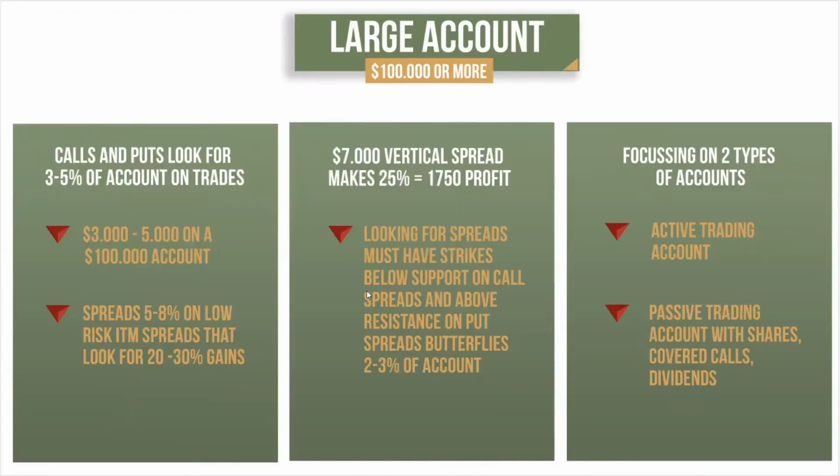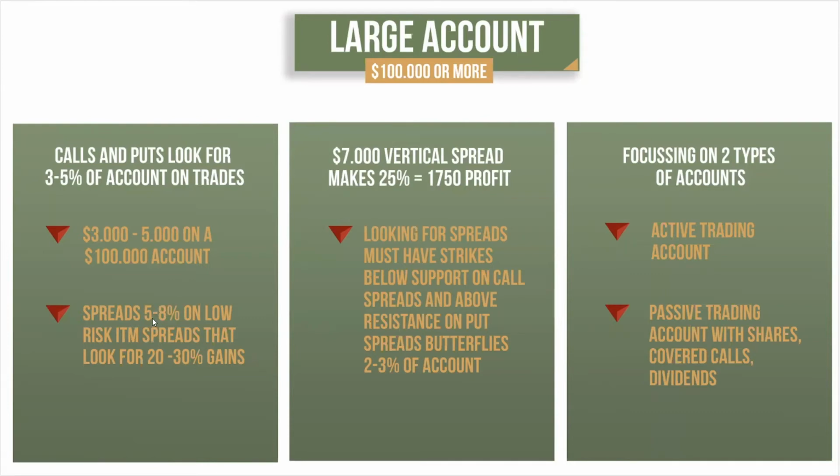Okay, now if you take a look here, that large account, that $100,000 or more, calls and puts, you're going to be looking at 3 to 5% of your account on trades, and a max of about 3 trades at a time, 3 to 5 max. So you're going to be looking at $3,000 to $5,000 per trade on a $100,000 account. And obviously, if you're trading a call that just made a 45% gain, $5,000 multiplied by 0.45, that's a $2,250 gain on a day trade there. So they add up really quickly. It may sound like smaller numbers, but it's really important.